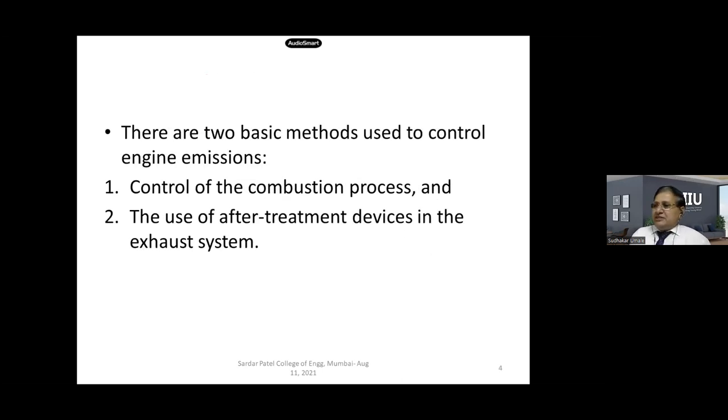There are two basic methods used to control engine emissions. First is control of the combustion process. It is very important, and I will explain in detail how to control the combustion process. And second is the use of after treatment devices in the exhaust system. This is after the engine: when the exhaust comes out of the engine, we treat the exhaust gases with the help of devices, and we can reduce the emissions problems.